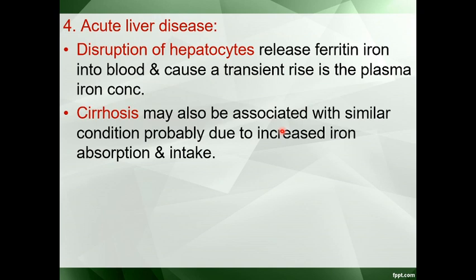Acute liver disease. Disruption of the hepatocyte releases ferritin. What is ferritin? Iron stores. It enters the blood and causes a transient rise in the plasma iron concentration. So when the hepatocytes, the liver cells, are damaged, ferritin is released and the iron concentration will be high. Same is the case with cirrhosis. In cirrhosis, hepatic cells are damaged and therefore there will be iron release in plasma, probably due to the increased iron absorption and intake.